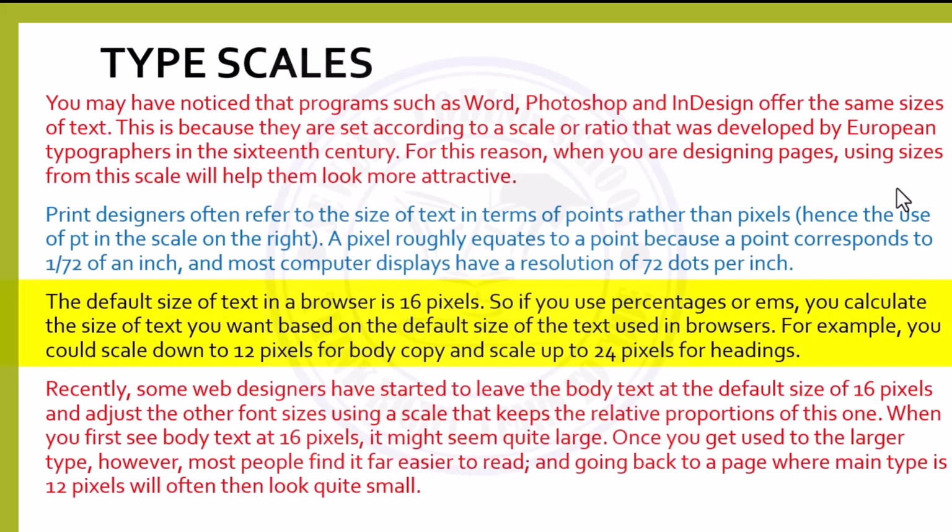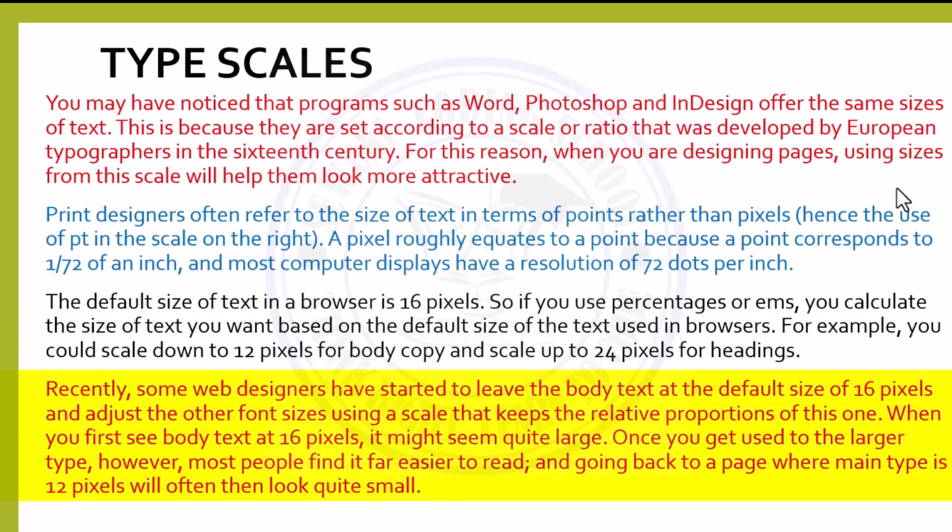So if you use percentages or ems, you calculate the size of text you want based on the default size of text used in browsers. For example, you could scale down to 12 pixels for the entire body copy, and scale up to 24 pixels for headings. Recently, some web designers have started to leave the body text at the default size of 16 and adjust the other font sizes using a scale that helps the relative proportions of this one.